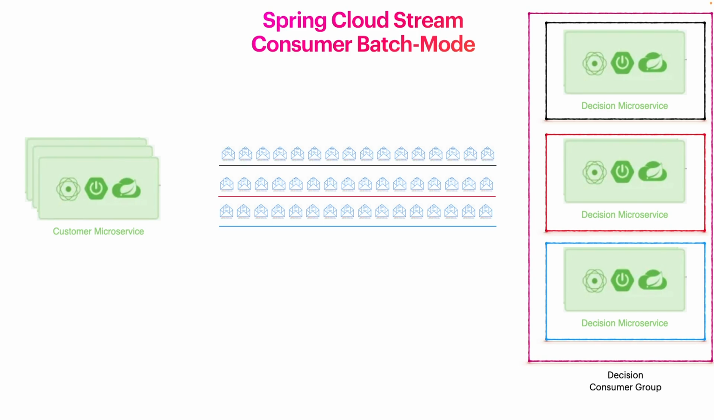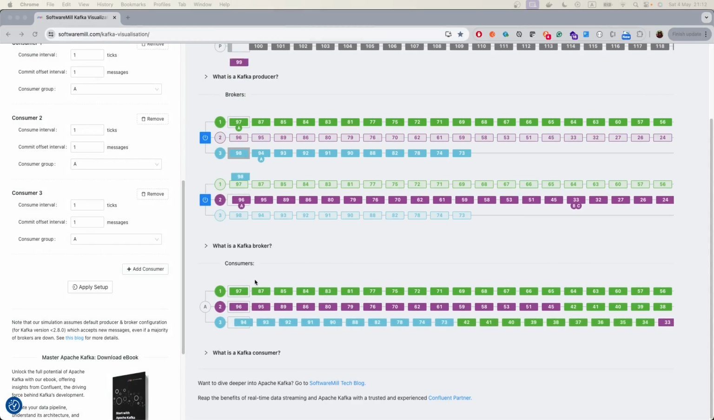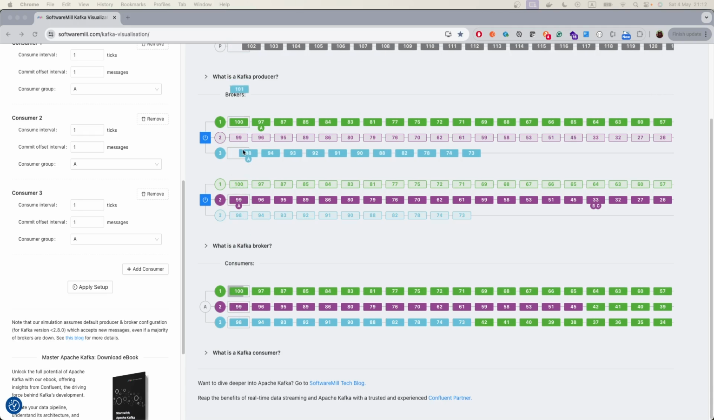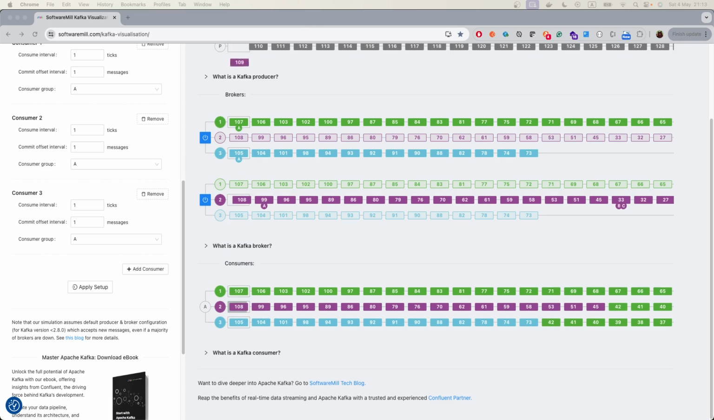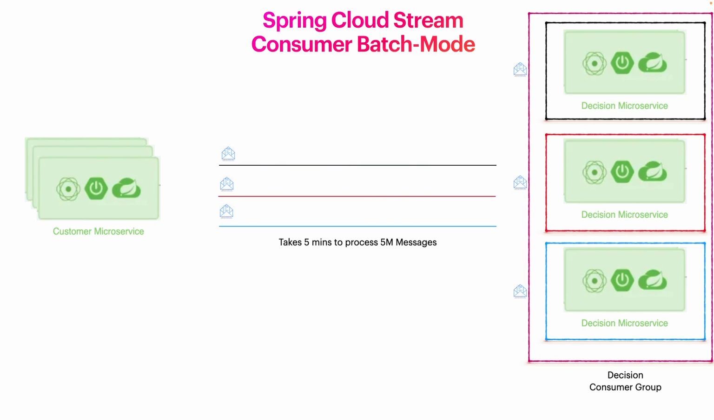So now, guys, everything is working okay. But if we take a look, even having partitions, our consumers are consuming messages one by one. Let's take a look at our example. We have our consumers in the consumer group, and we have 3 partitions. Each consumer consumes the messages in its particular partition one by one. So for example, if we have 5 million messages, let's suppose it can take 5 minutes.